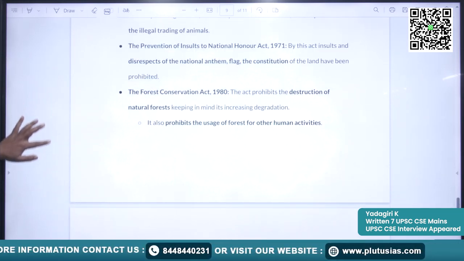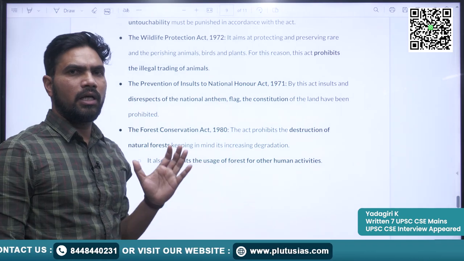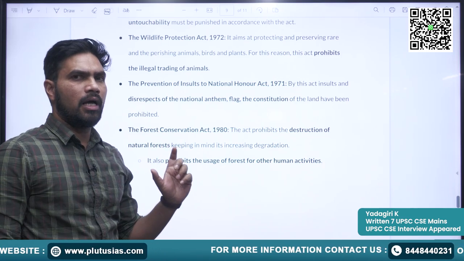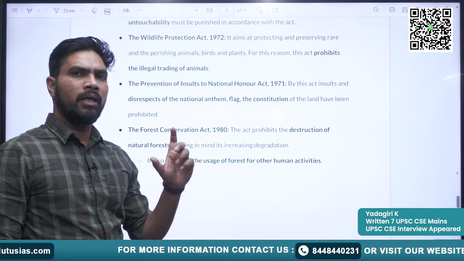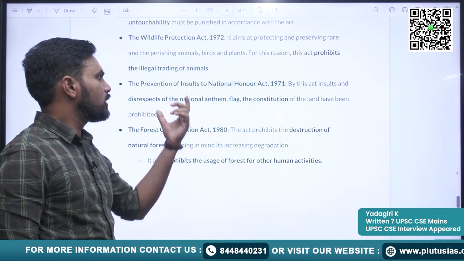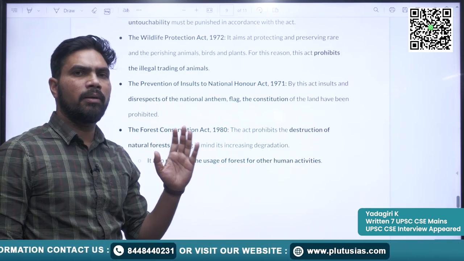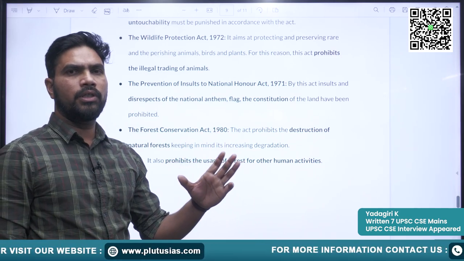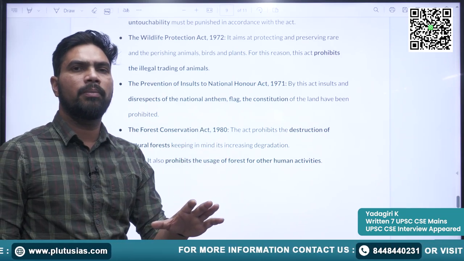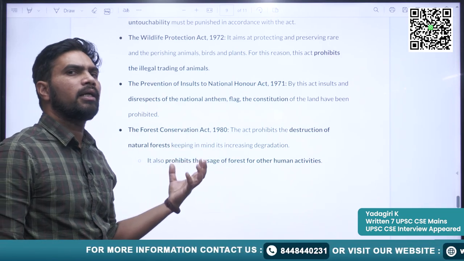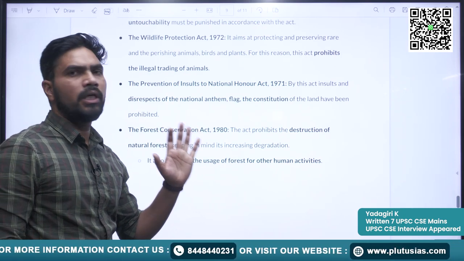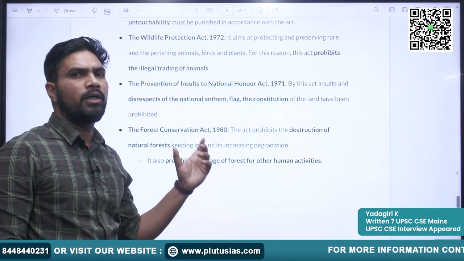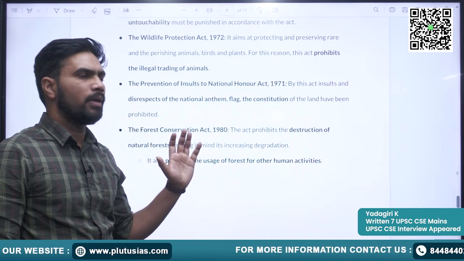Right. So these are some of the important acts that have been identified by the Verma committee. Try to remember these acts for prelims. There may be a question like, which of the following acts are associated with the fundamental duties? Along with these acts, some other acts may be given, and you have to choose the correct acts from the list. So please try to remember.